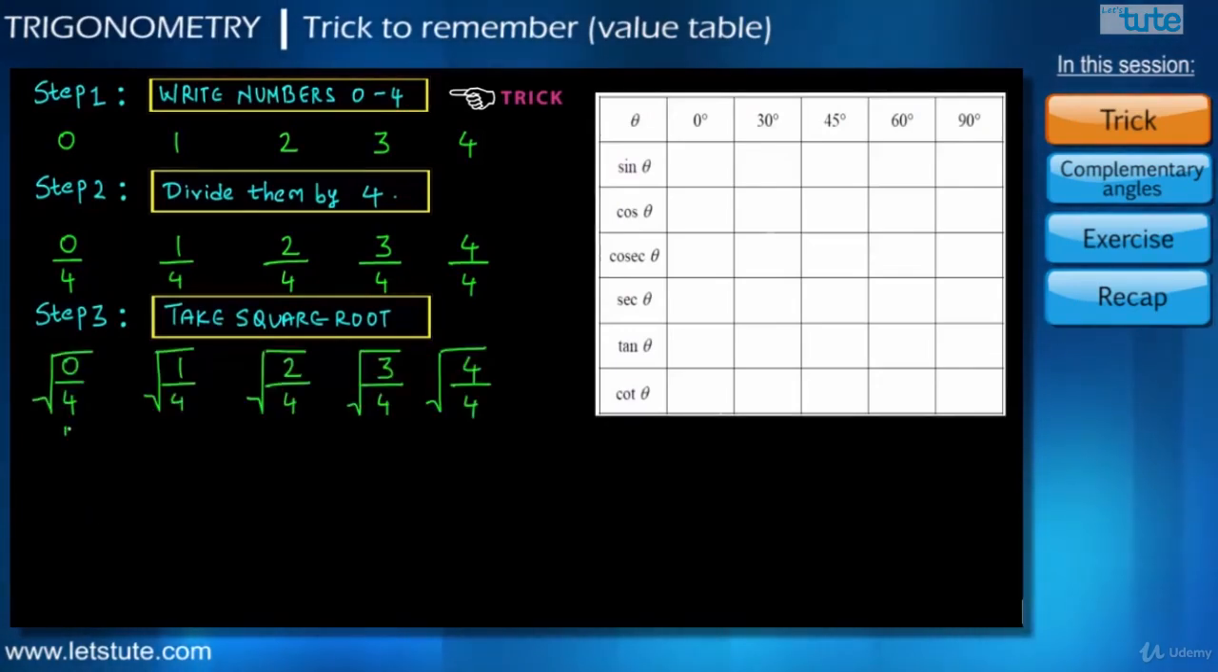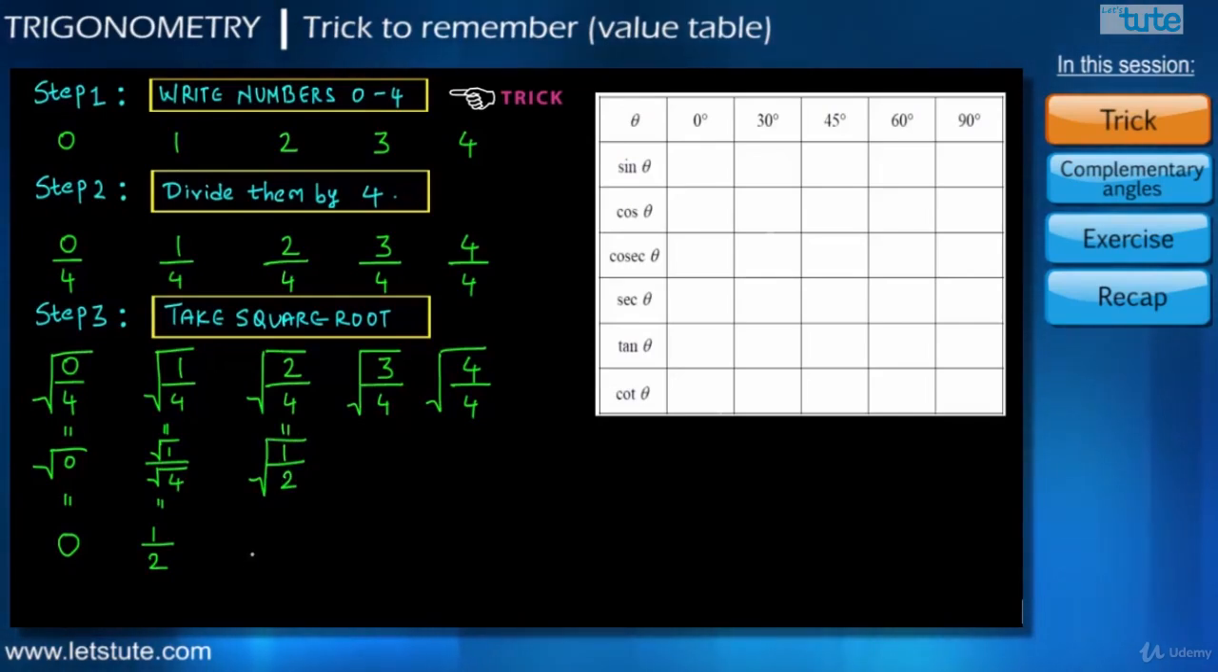So 0 upon 4 is 0 and square root of 0 is 0. Square root of 1 upon 4 is square root of 1 upon square root of 4, and that is equal to 1 upon 2. Next, we can simplify 2 upon 4 as 1 upon 2, and square root of 1 upon 2 is 1 upon root 2. Square root of 3 upon 4 is square root of 3 upon square root of 4, and we will keep square root of 3 as it is and square root of 4 is 2. 4 upon 4 is 1, so square root of 1 is equal to 1.